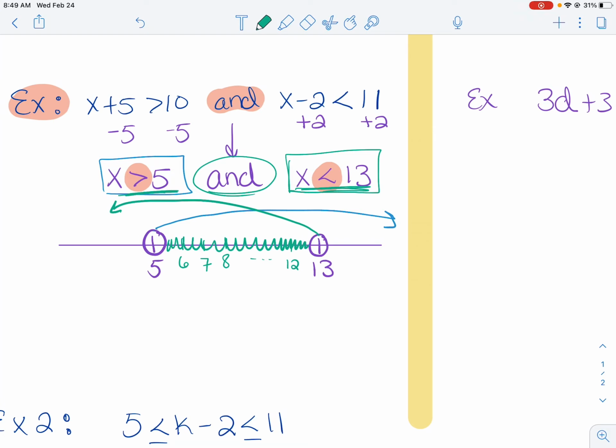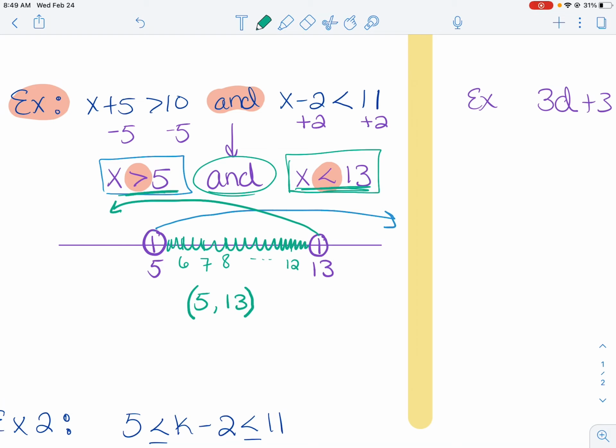A few ways that we can write this: we can use our interval notation like we looked at last time. So we have everything from 5 up to 13. If I'm not including 5, I'm going to use a soft bracket. I'm not including 13, I'm going to use a soft bracket as well. So that's one way to represent my solution set.